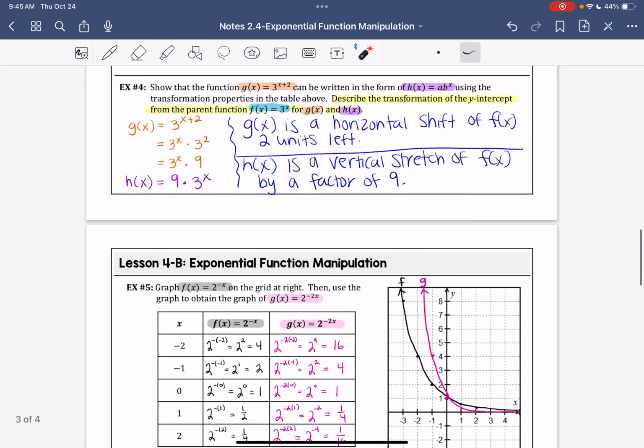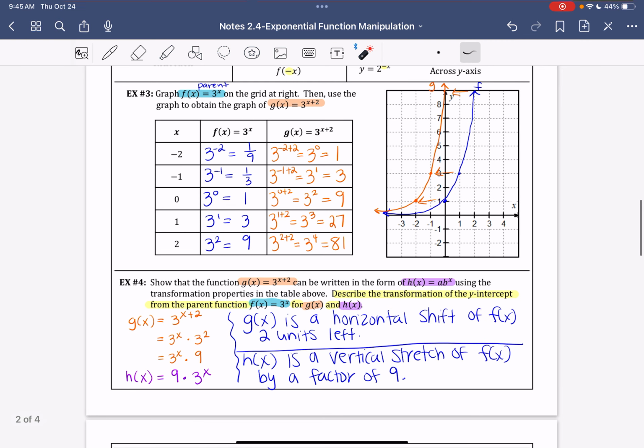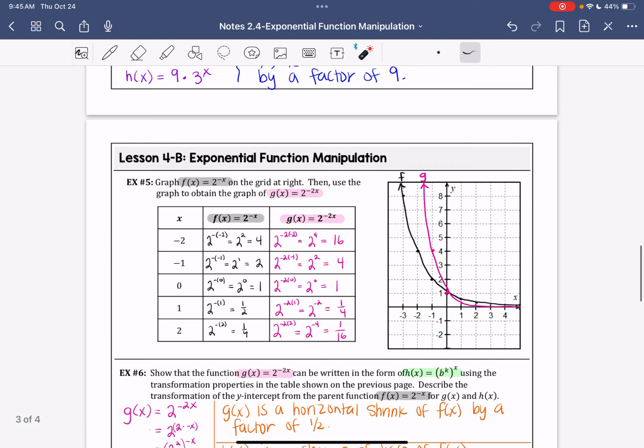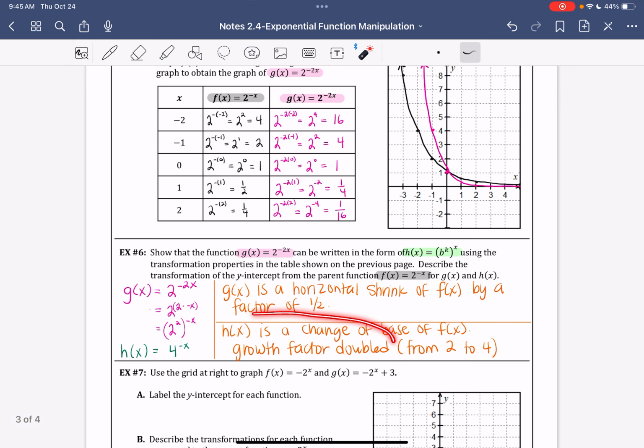Okay, so from what we did on Tuesday, we know that when we have a horizontal shift, so when you move left and right, that's the same thing as a vertical stretch or compression, depending on the number. Well, now from this example, we know that when we have a horizontal stretch or compress, that's the same thing as just changing the base.